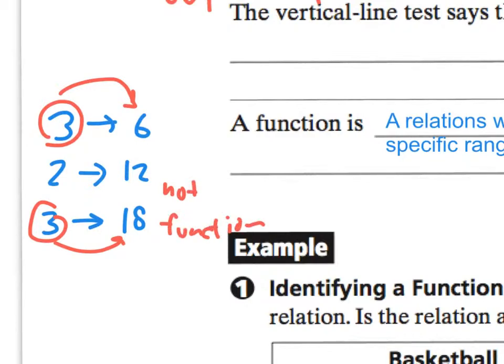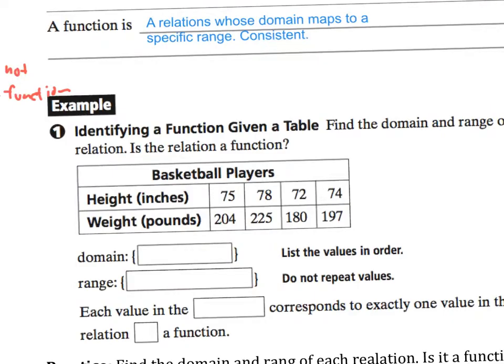However, if I had changed it, so instead of 3, 18, I said 3 actually gives me a 6. Oh, now it's consistent. Every time I put a 3 in, out comes a 6. Here and here. Every time I put a 2 in, which is only once, I get out a 12. So that's consistent. Let's look at example number 1.